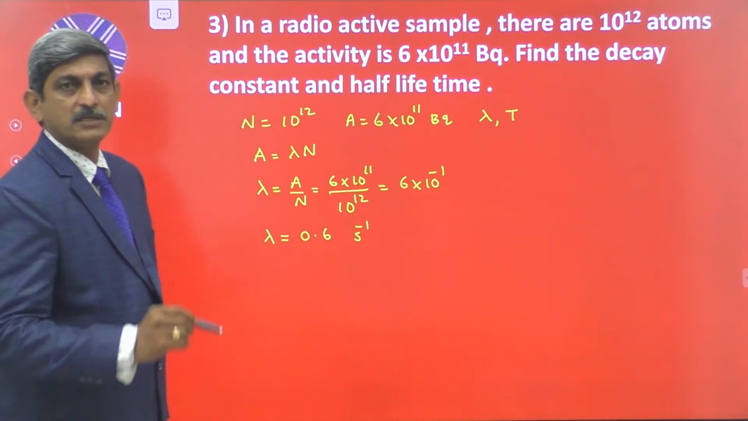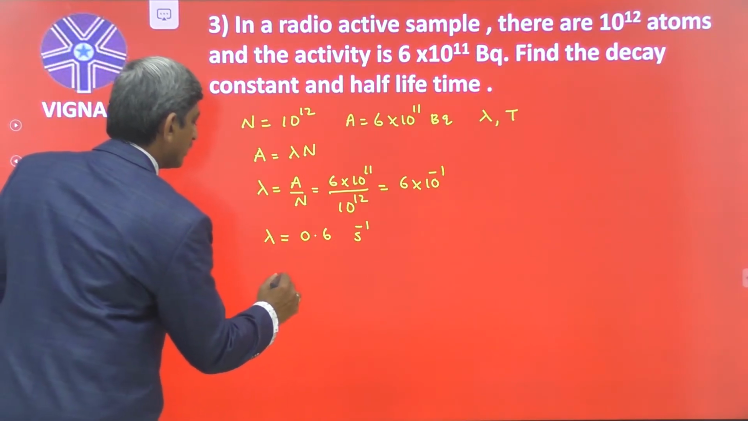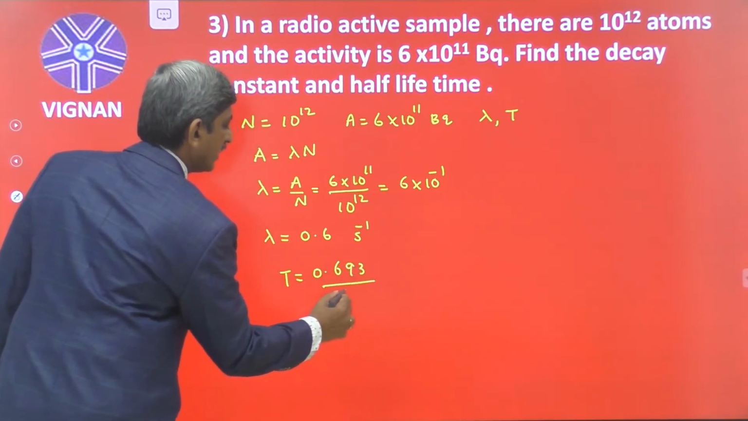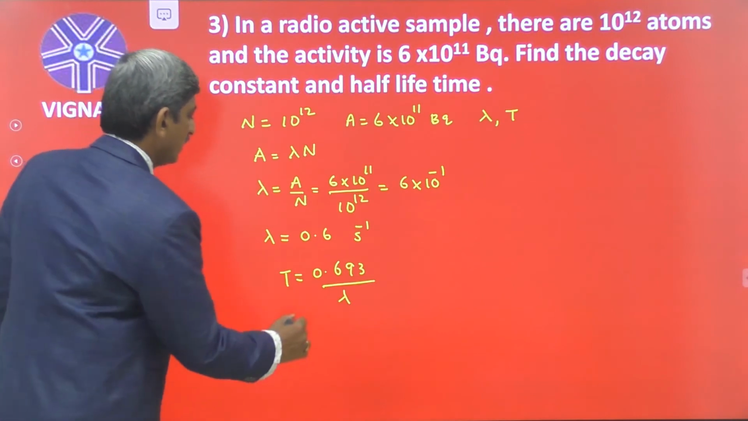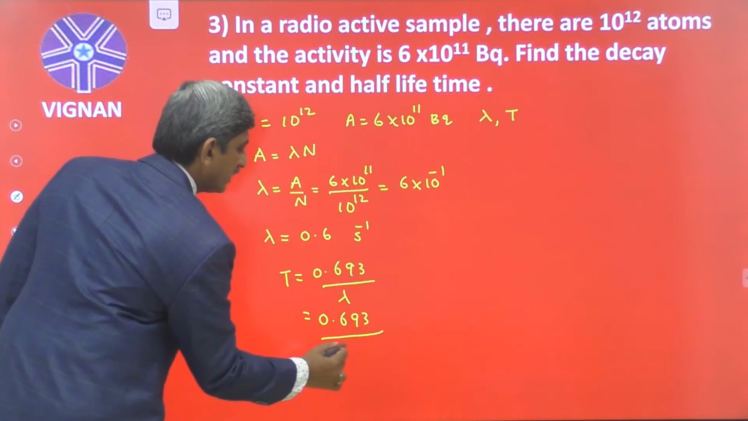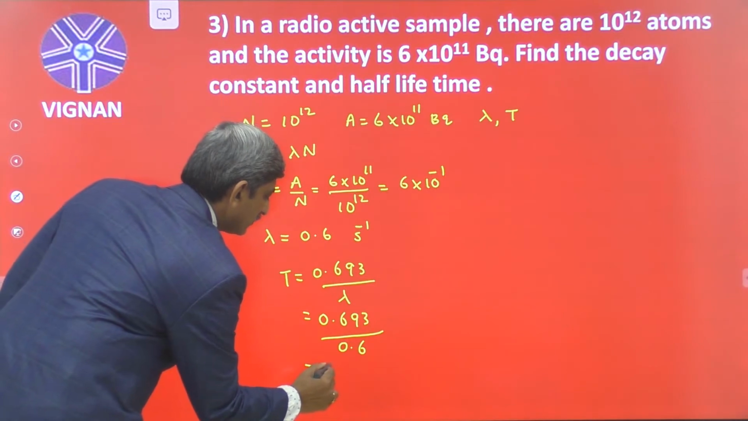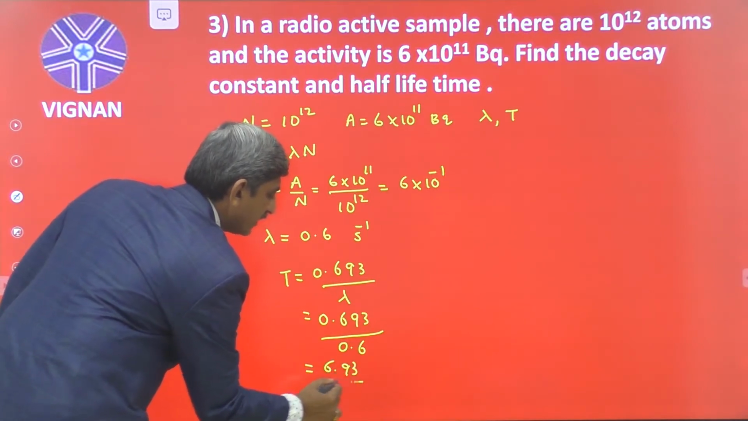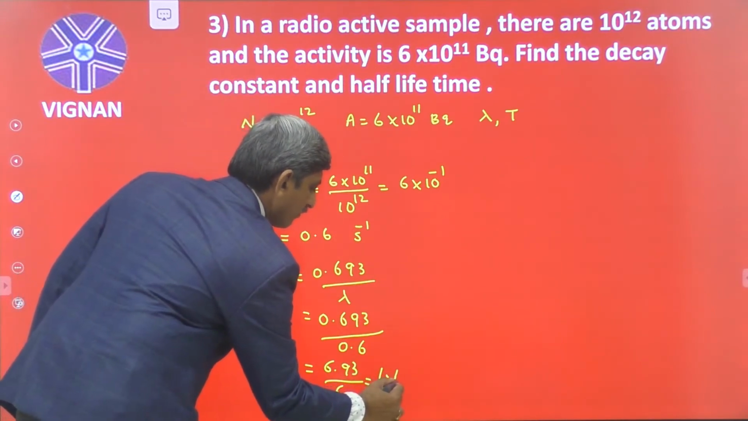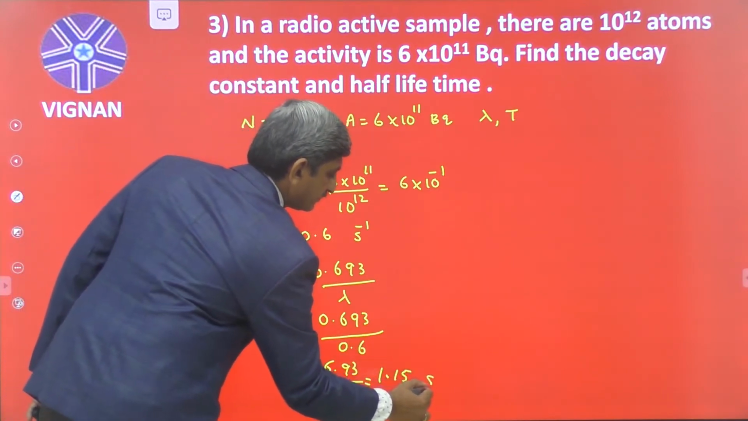By knowing the decay constant, we can determine the half-life time by using the formula T is equal to 0.693 divided by lambda. This is equal to 0.693 divided by 0.6. This is equal to 6.93 divided by 6. That is equal to 1.15 something seconds.